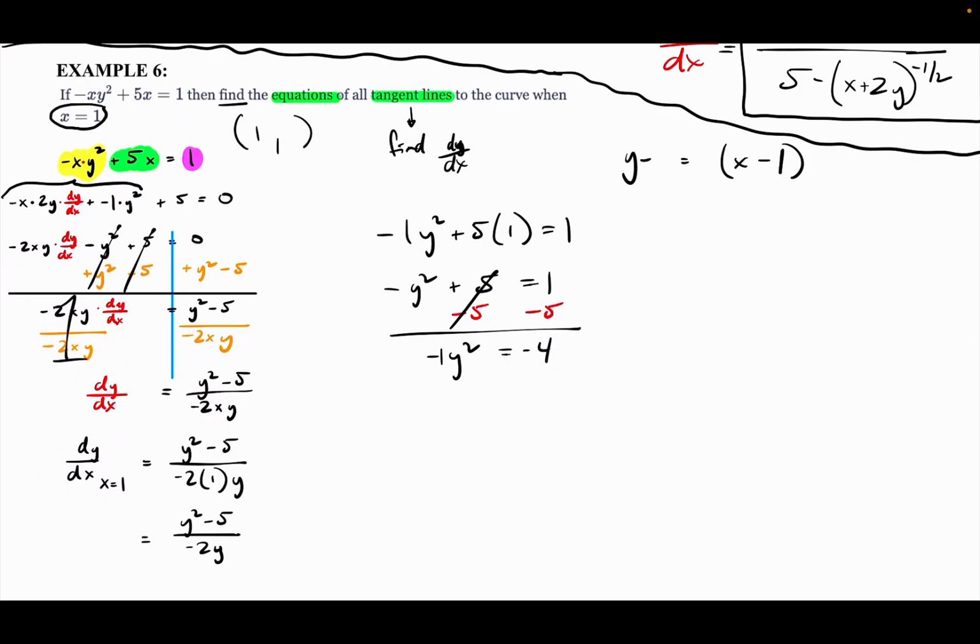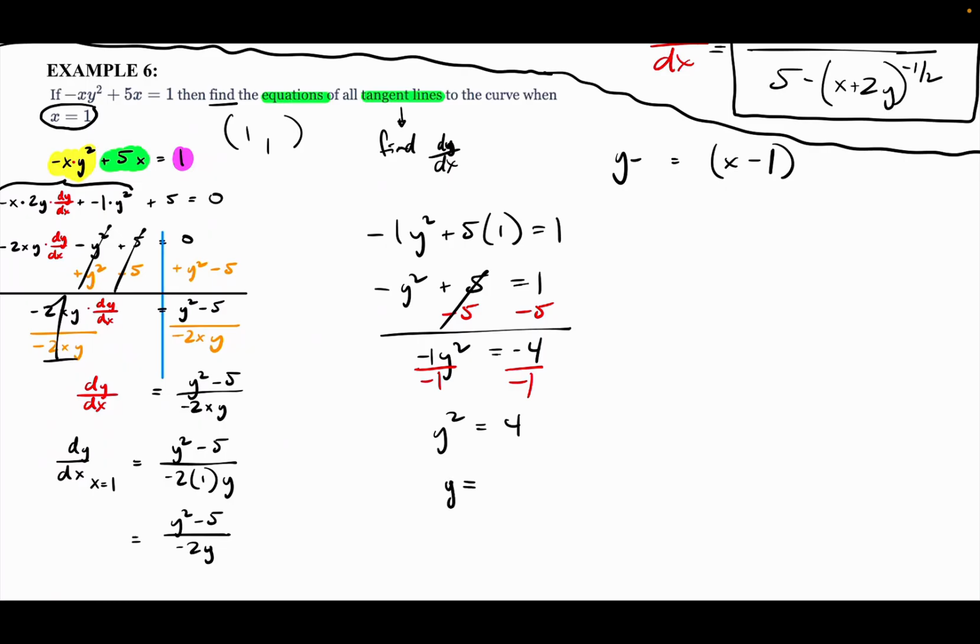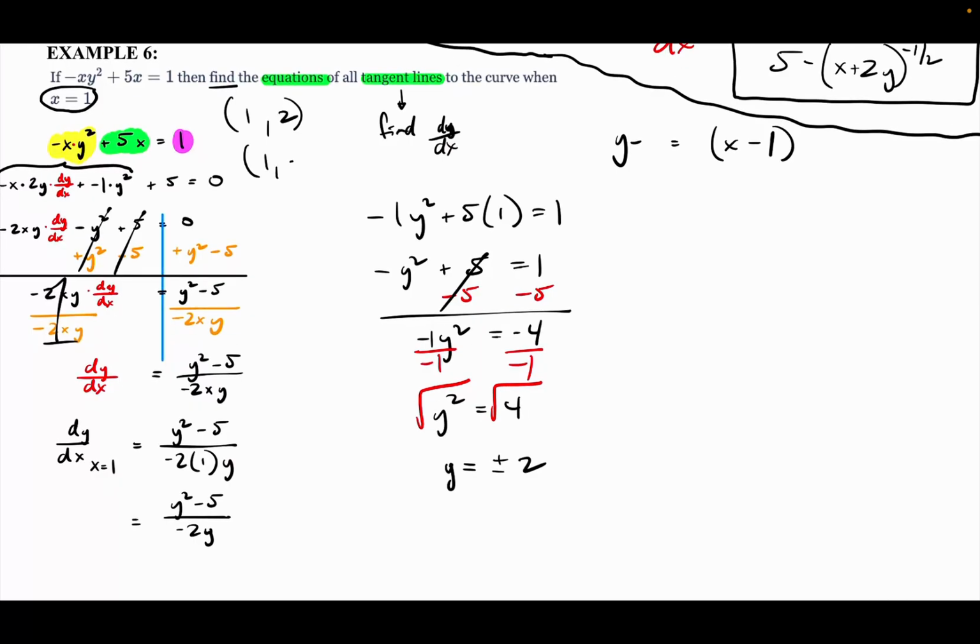I don't want negative y squared. I want positive y. So I'm going to divide by negative 1. I don't want y squared, I want y. So what is y going to be equal to? 2. It's actually 2 answers, positive 2 and negative 2, plus and minus. Why? Because anytime we take a square root, it could be positive, could be negative. So there's actually 2 points: 1, 2, and 1, negative 2. Those are 2 points on the graph.